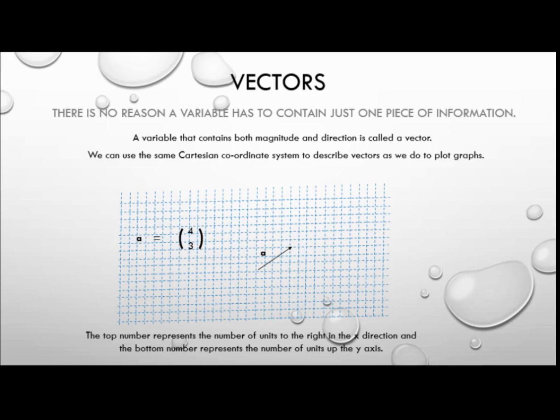So in this case, vector A is written 4, 3 with the 4 above the 3 in brackets. Now what that means is that wherever we put the tip of the tail, we count 4 units to the right of the tail and 3 units above the tail, and that's where we draw the head of the arrow.